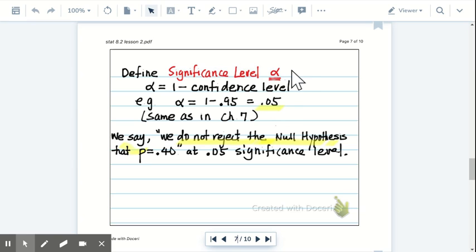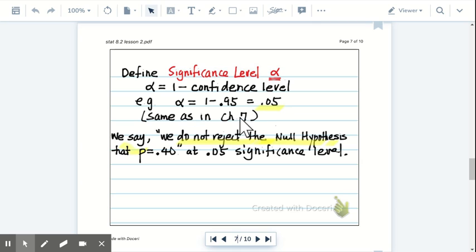Instead of dividing it by 2, because we're considering both sides of the tail, we say, well, complement of 0.95 is 0.05, and that is the level at which we will not accept the null hypothesis. So just hang in there. So for now, just remember significance level alpha is 1 minus the confidence level. So in this case, we say significance level is 0.05.